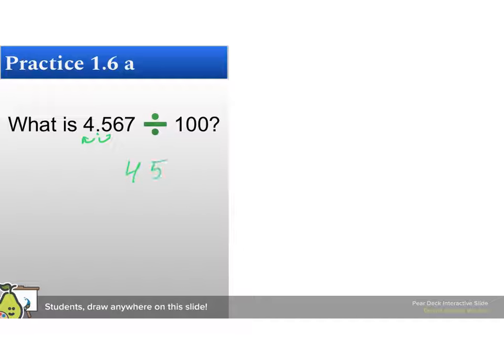5, 4, 5, 6, 7, and I'm starting here. Getting smaller means the decimal place is going to move 2 places this way. So I'm going to have to add a 0 and a 0. So my answer is going to be 0.04567.